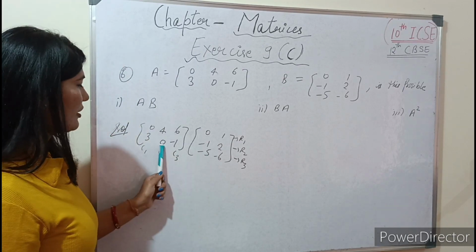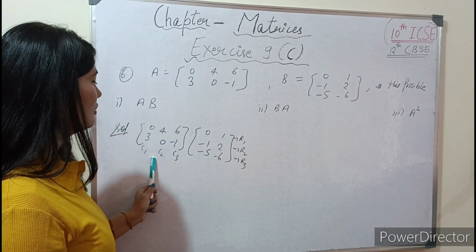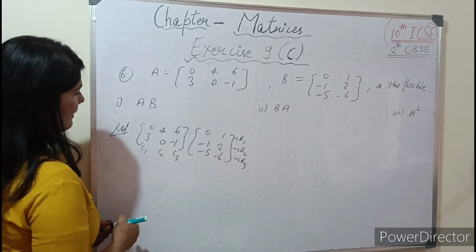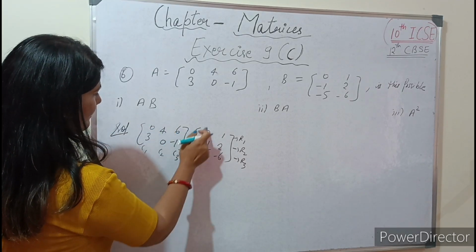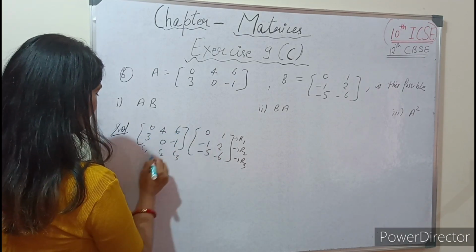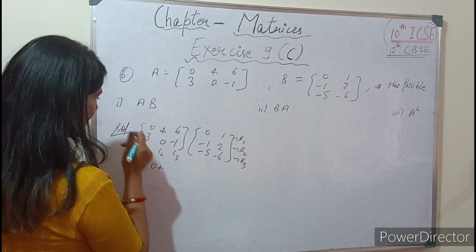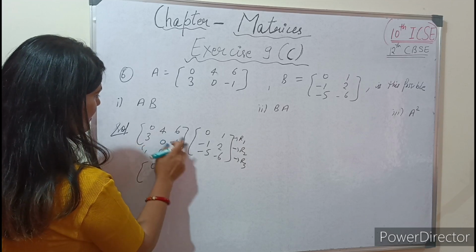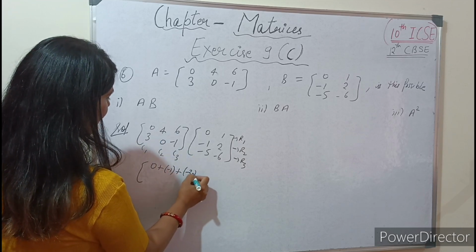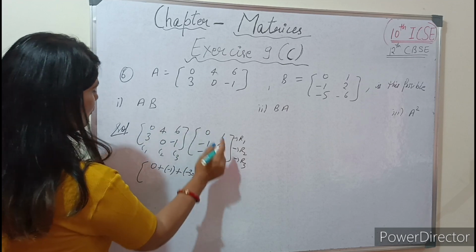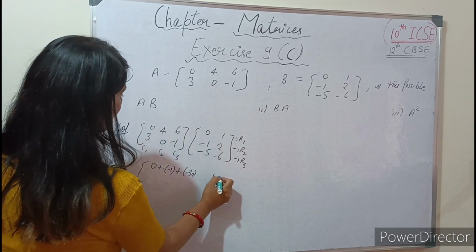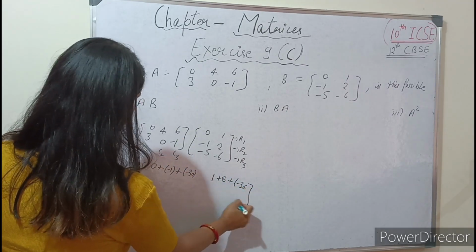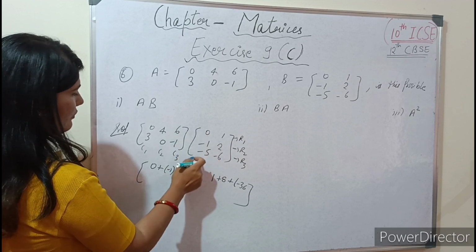So here column 1, column 2, column 3 is equal to row 1, row 2 and row 3. So yes, this is possible. It means the multiplication is possible because here the number of columns is equal to the number of rows. Right. So let's start multiplying it. First row multiply by the first column. 0 into 0 is 0 plus 4 into minus 1 is minus 4 plus 6 into minus 5 is minus 30. Same way 0 into 1 is 0, 4 into 2 is 8 and 6 into minus 6 is minus 36. Now second row multiply by the first column.